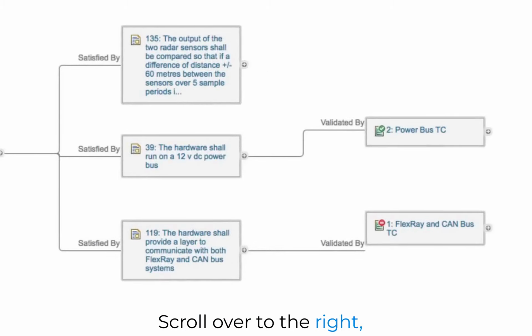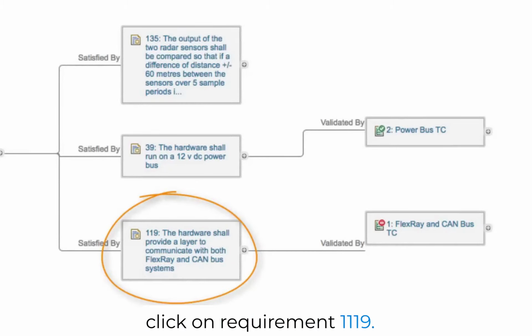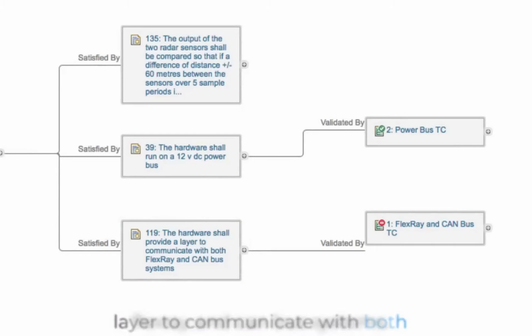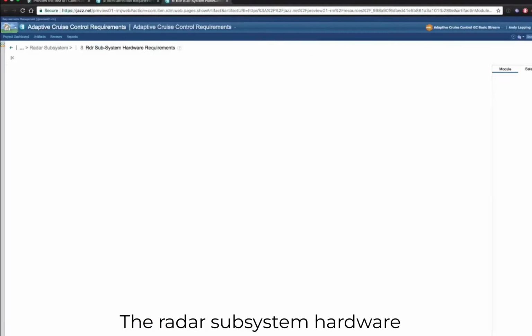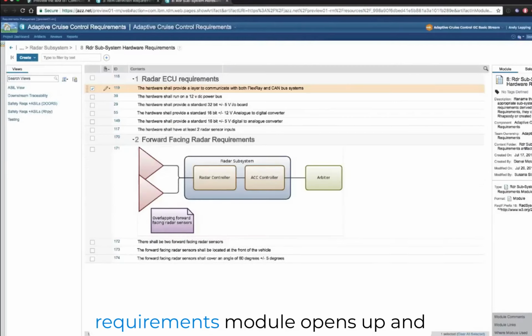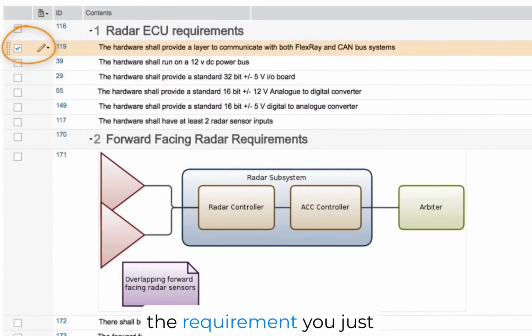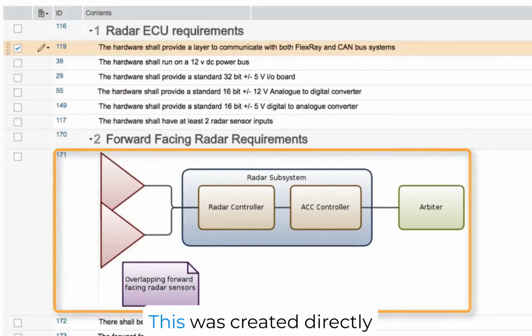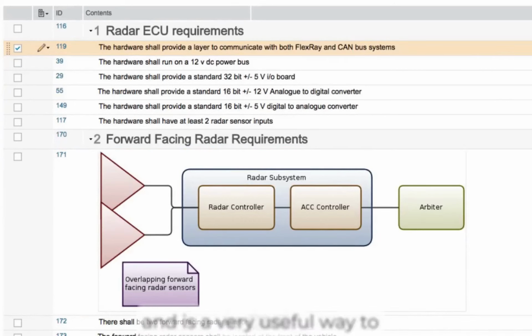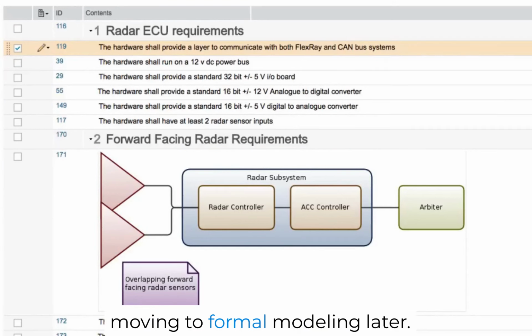Scroll over to the right, and in the next to last column, click on Requirement 119. The hardware shall provide a layer to communicate with both FlexRay and CAN bus systems. The radar subsystem hardware requirements module opens up, and the requirement you just clicked is selected. Now note that this module has a sketch in it. This was created directly in DNG and is a very useful way to illustrate a concept before moving to formal modelling later.